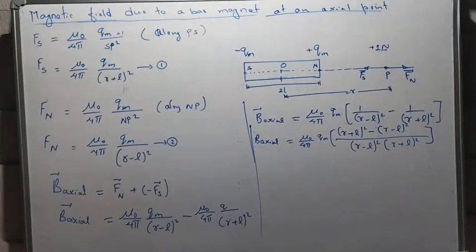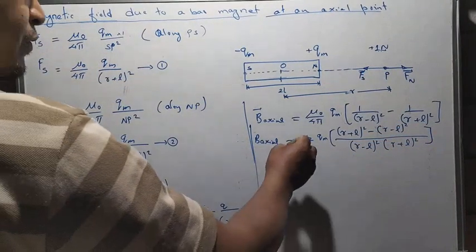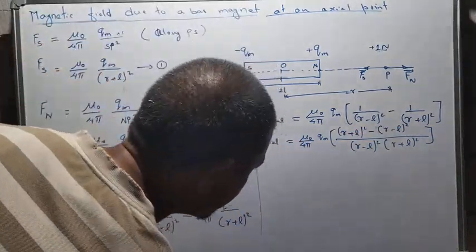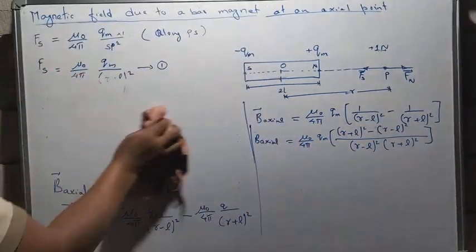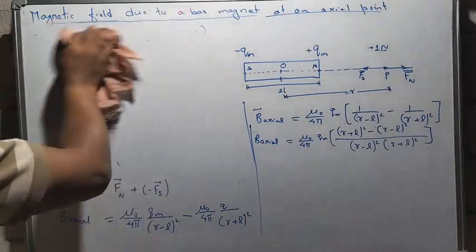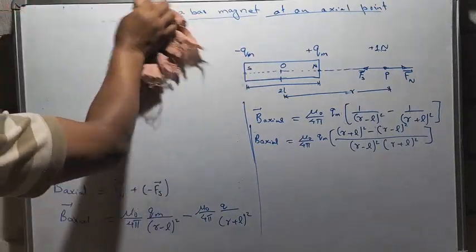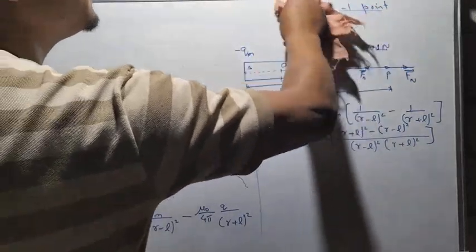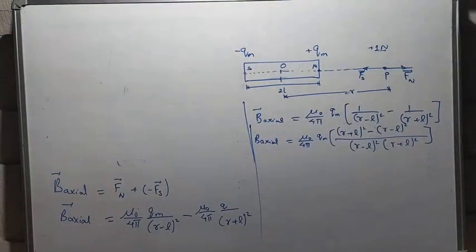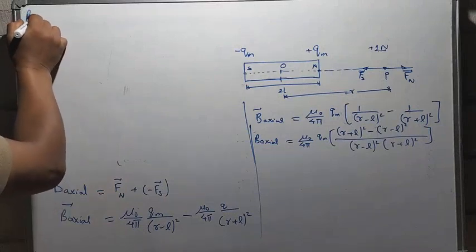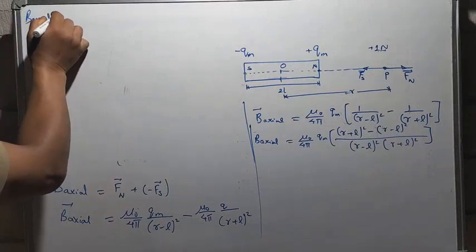For the expansion of this equation, I need a larger space, so that is why I have to rub out the above equations. If you want to look at these equations later, you can just take a screenshot on your mobile phone. Now let me expand this B axial.